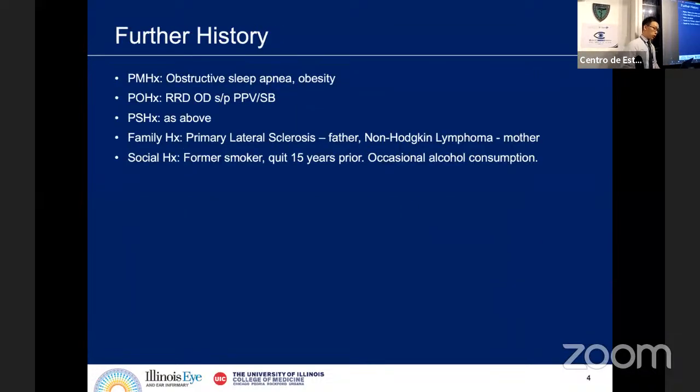We obtained some more history. He did have a past medical history of obstructive sleep apnea, and he was relatively obese. And then in terms of his eye history, he had that detachment that we already discussed. And that was the only surgery he's ever had as well. He did endorse to us a family history of primary lateral sclerosis in his father. So that kind of set off some thoughts of maybe an autoimmune process potentially. And then his mother had non-Hodgkin lymphoma. And then in terms of his social history, he was a former smoker, but he had quit a long time ago.